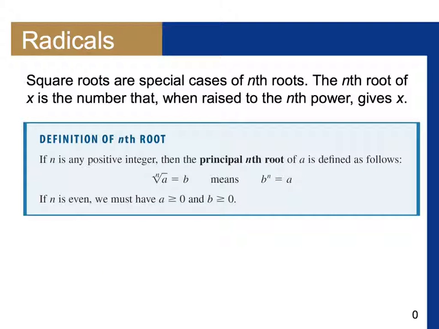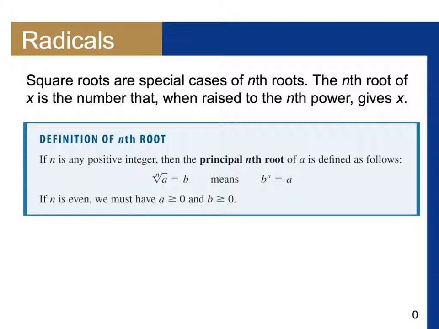Now we can extend that to higher roots. If you see a number here in the crook of the radical, that means your nth root. In other words, we're looking for a number that we can multiply n times to get a. So when we get our answer, we take b to the n to get a, and we call that the nth root. If that root is even, then a has to be positive or 0. In other words, we can't take an even root of a negative number. And our answer will always be positive or 0 as well.